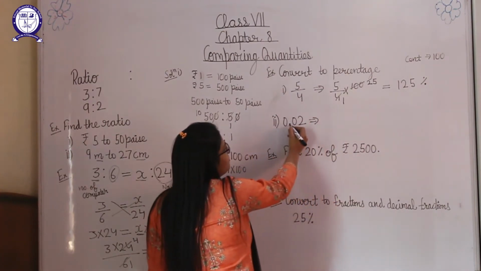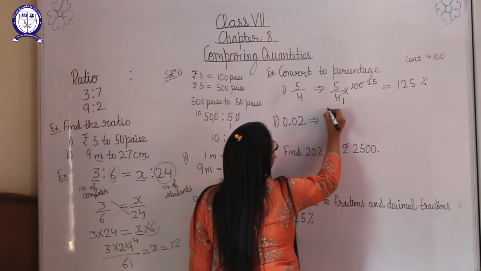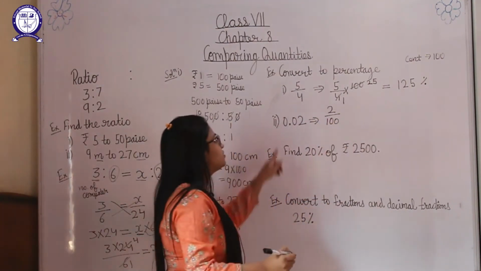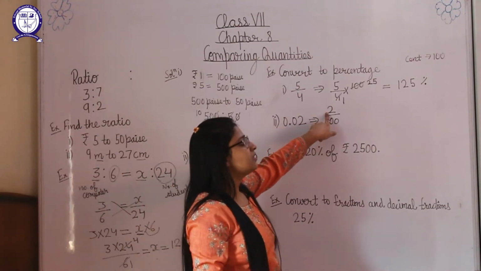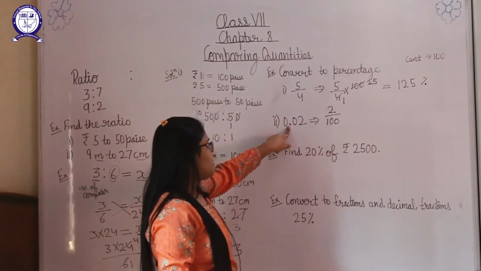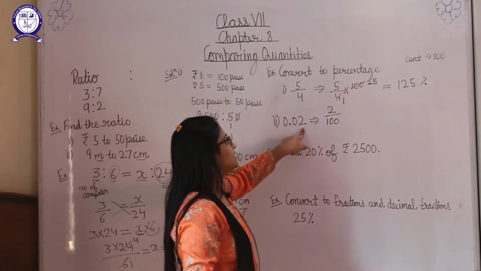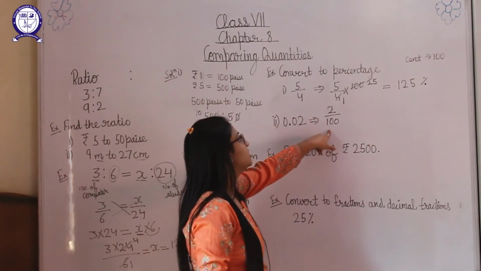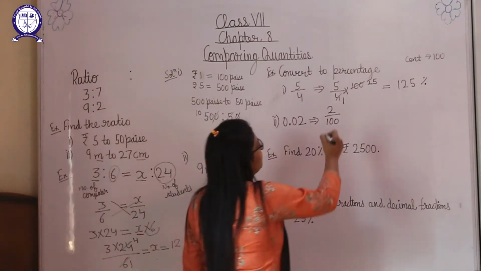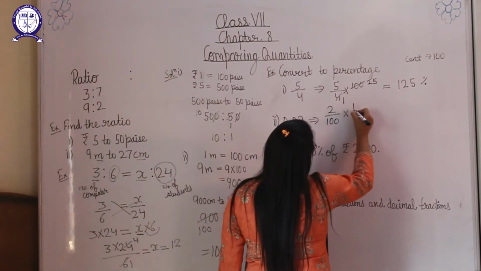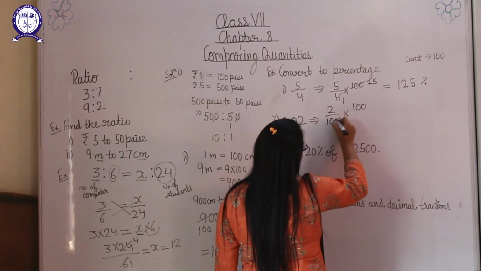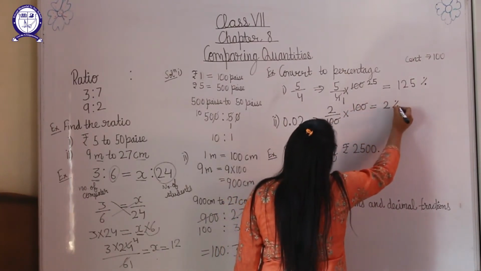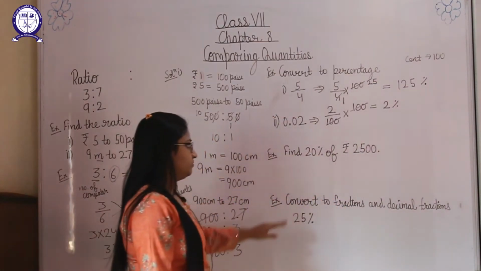Here first of all we will change 0.02 into fraction form. So what will we be getting? 2/100, right? Because 0.02 is there, so 2 will be in the numerator, and after the decimal how many digits are there? 2. So here 2 zeros, making it 100. So 2/100, and to change it into percentage we will multiply it by 100. The 100 can be cancelled out. We are getting 2%, right? This was one of the methods.